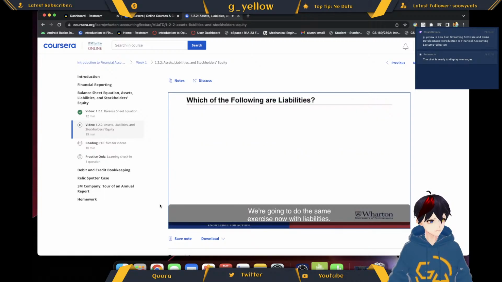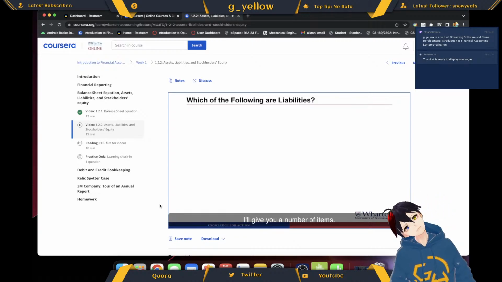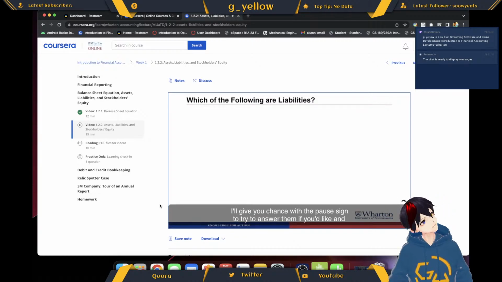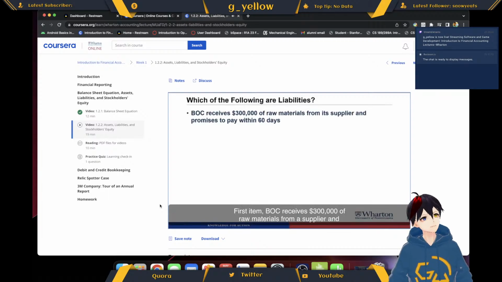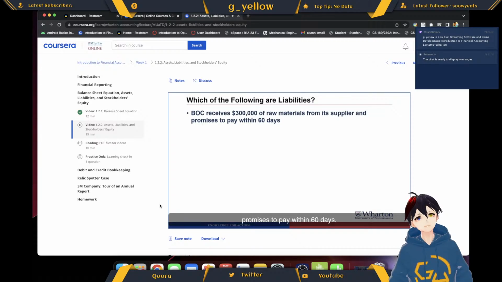We're going to do the same exercise now with liabilities. I'll give you a number of items. I'll give you a chance with the pause sign to try to answer them if you'd like, and then we'll talk about what the answer is. First item, BOC receives $300,000 of raw materials from its supplier and promises to pay within 60 days.